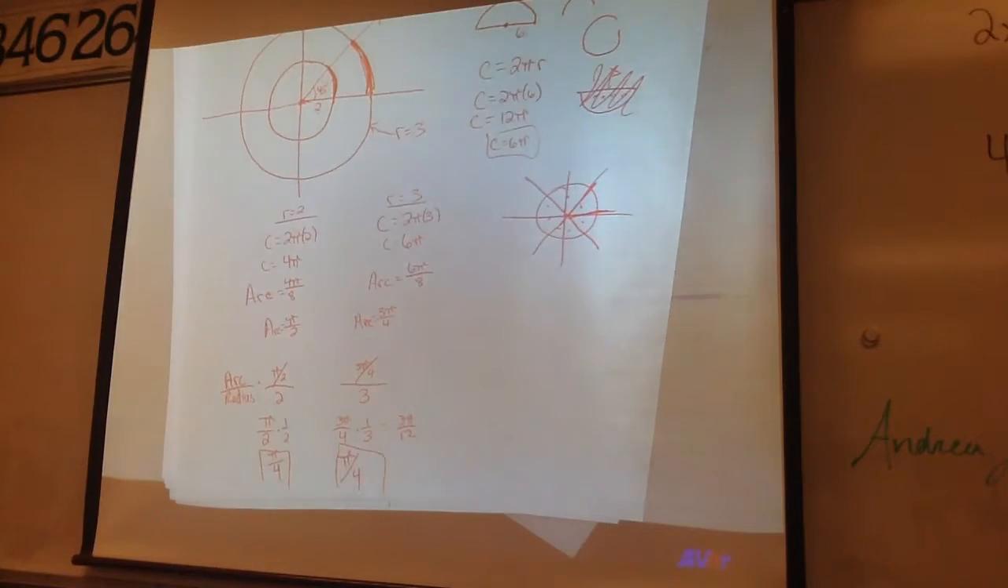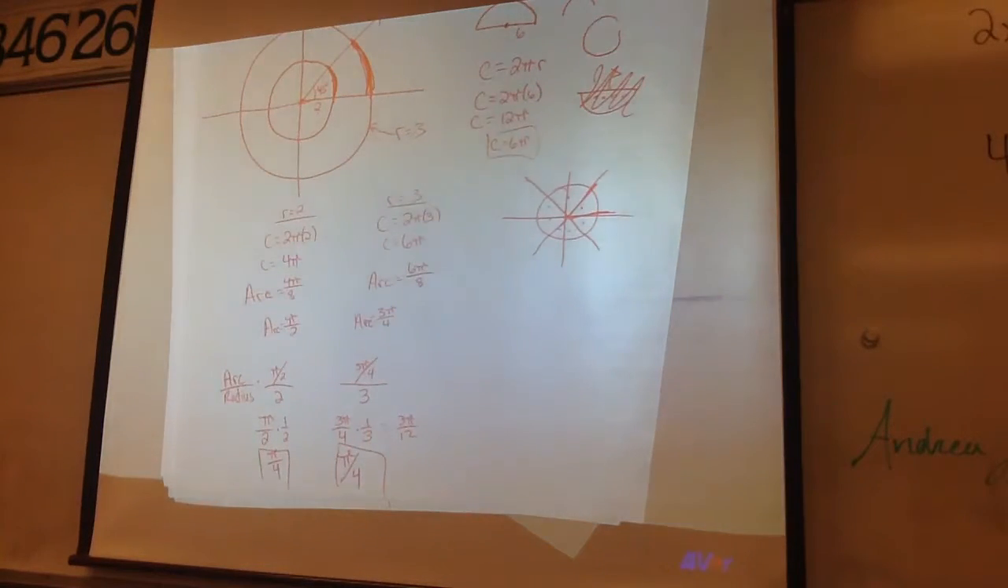So then, okay, let's make a circle of radius 1. What's the arc length? Arc length divided by radius. Oh, it's pi.